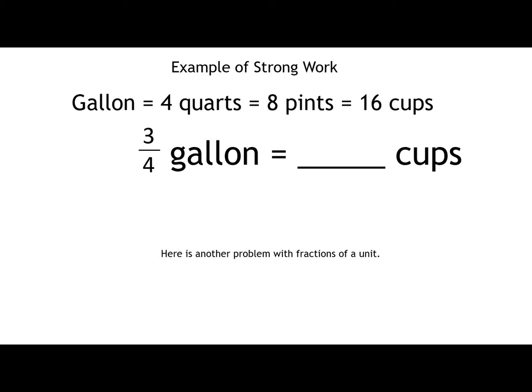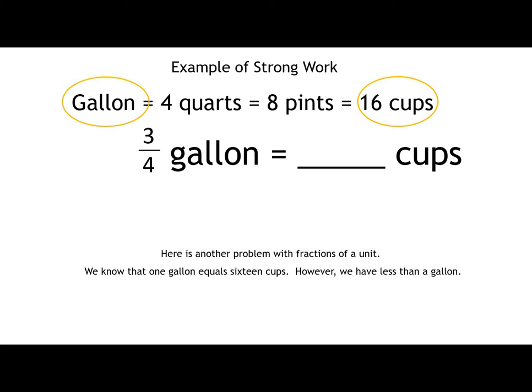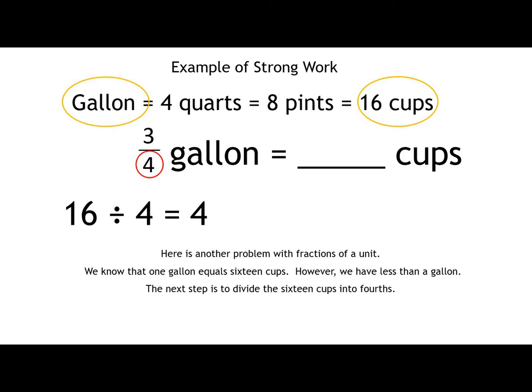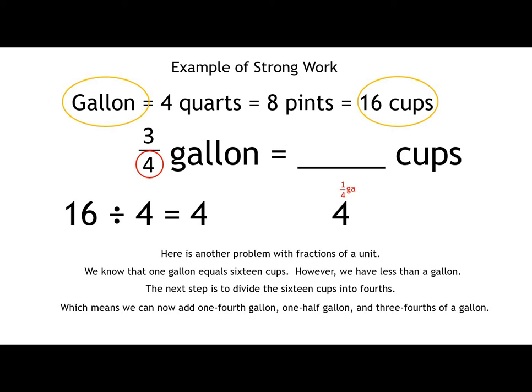Here is another problem with fractions of a unit. We know that 1 gallon equals 16 cups. However, we have less than a gallon. The next step is to divide the 16 cups into fourths. Which means we can now add 1/4 of a gallon, 1/2 gallon, and 3/4 of a gallon. We get the answer of 12.